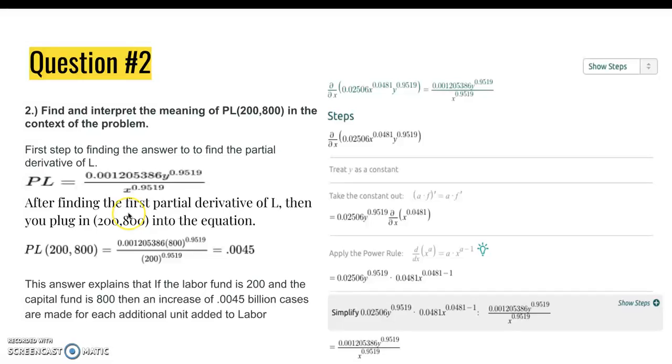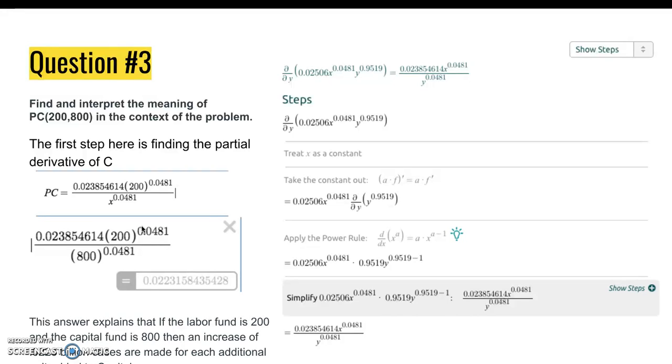And after finding the first partial derivative of labor, you plug in 200 million and 800 million into the equation, and you get 0.0045 billion cases of soda. So what this number means is that if labor expenditure is spent at 200 million and capital is spent at 800 million, then an increase of 0.0045 billion cases are made for each additional unit added to labor expenditure.